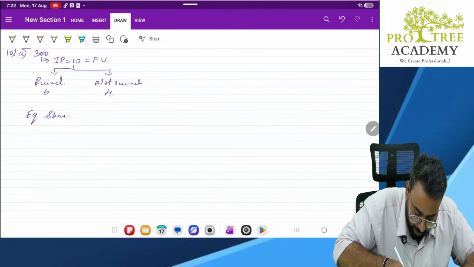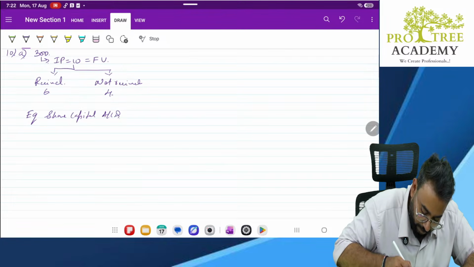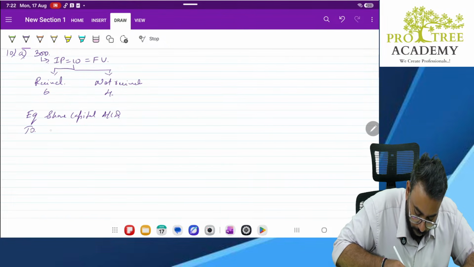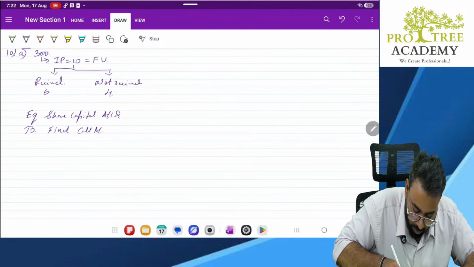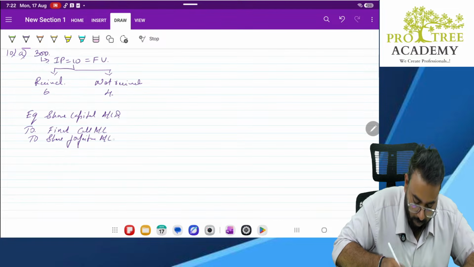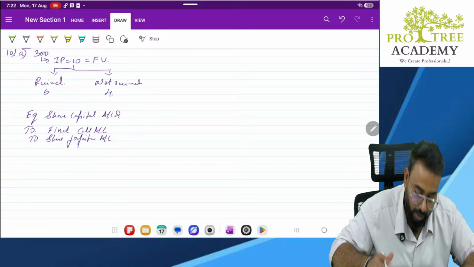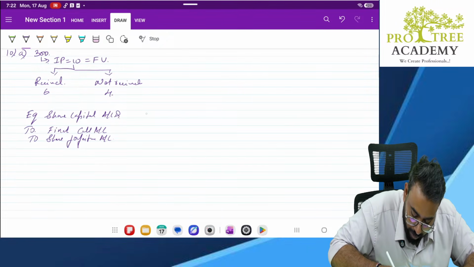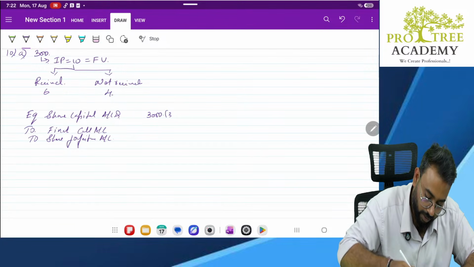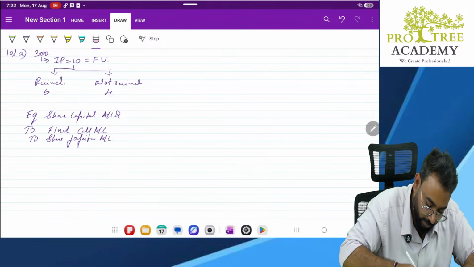Equity share capital account debit to final call account to share forfeiture account. Equity share capital account, whatever is called should be reversed. How much is called? 10 rupees is called. So that will be 3000, that is 300 into 10.